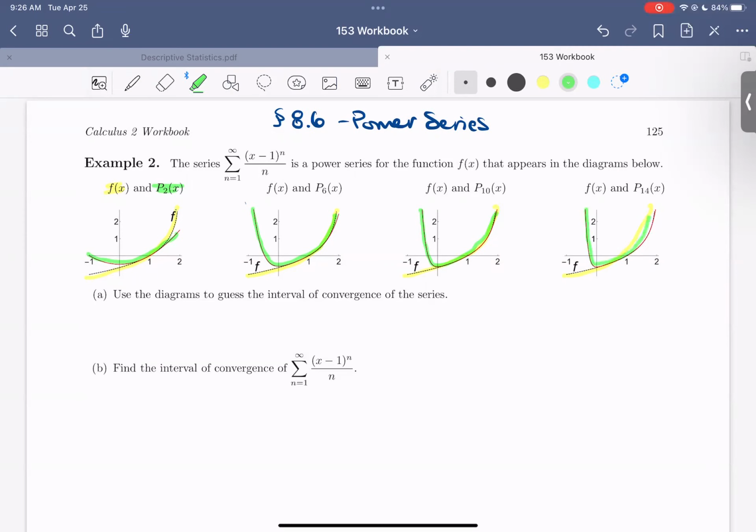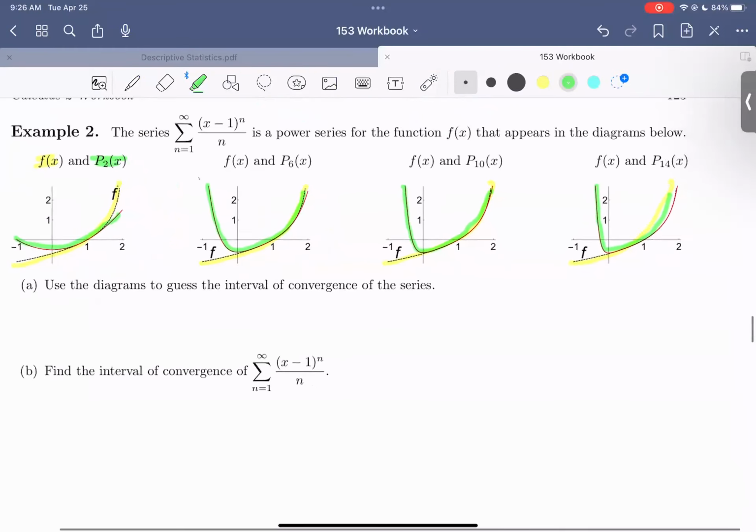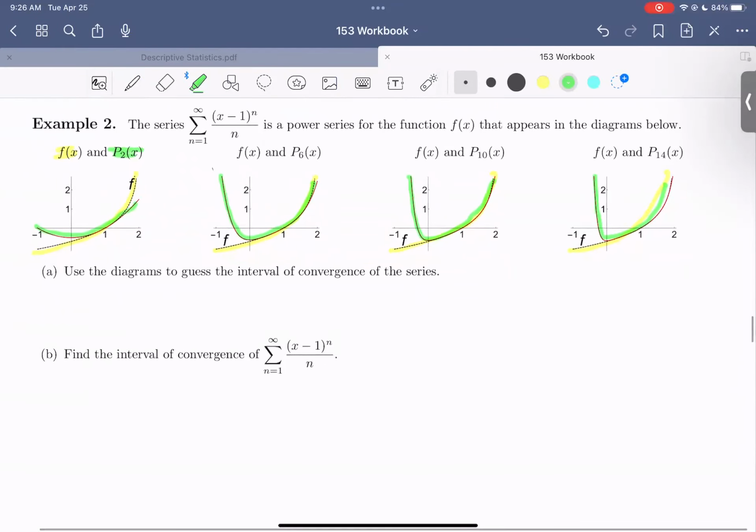Okay, so let's sit and reflect on these graphs for a little bit. Notice that we can see right away, where is this power series centered? We can see that a is 1, and indeed, at 1, the function and the power series align.